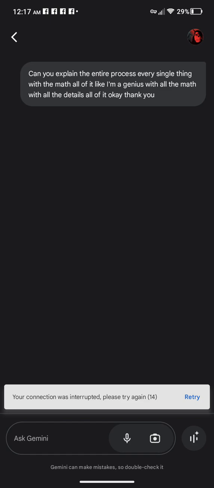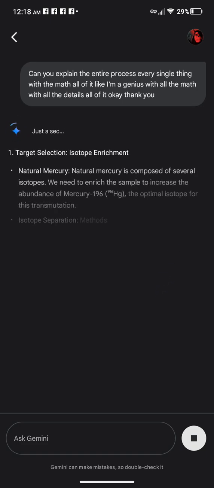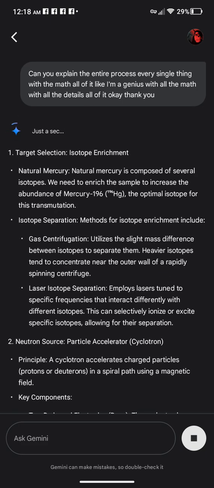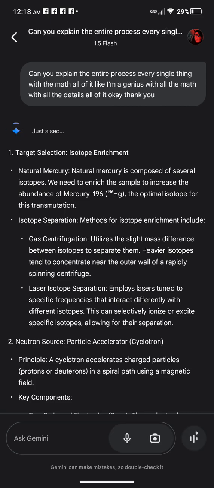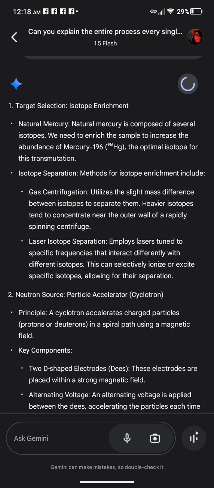Let's just have AI explain it because it seems really easy in my mind now that I did it. All right, now she's going to explain how we can make gold easily with just a spinning thing and mercury, which is easy to find.